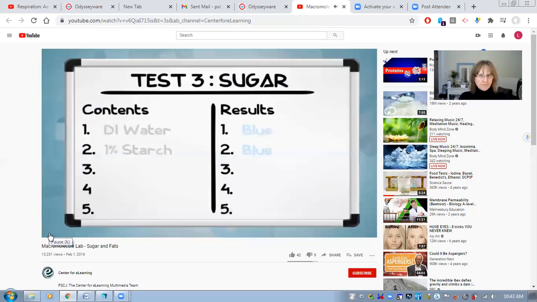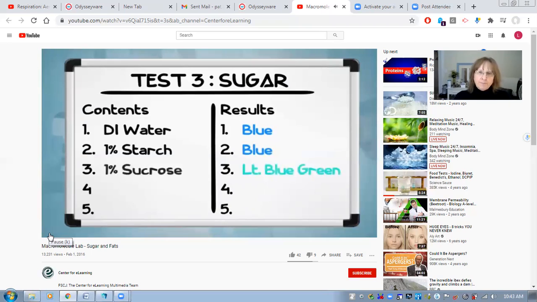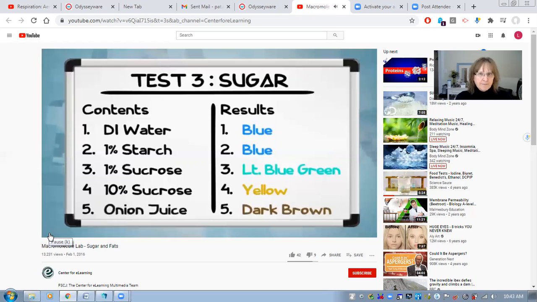Looking at test tubes 1 and 2, the color we will record is blue, which indicates a negative test for sugar. For that light blue that we got for both. The color of test tube 3 is light blue-green, which indicates a very low amount of sugar is present. The result of test tube 4, yellow color, shows a low level of sugar is present, while the dark brown color of test tube 5 shows a high amount of sugar is present. So anywhere from light blue-green to yellow to dark brown.